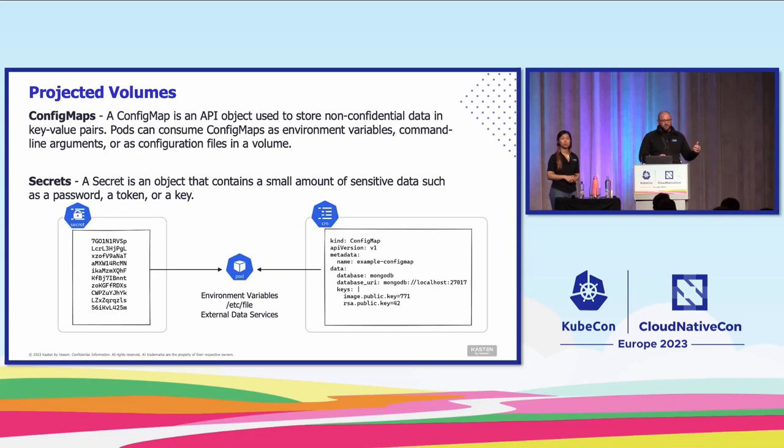The next one is around projected volumes. So think about secrets and config maps. A secret being, I need the keys to get into something, or I need the username and password to get into my Postgres database, so we might store that in a secret within Kubernetes. Config maps also give us the ability to look somewhere else. How do we get to another service and have the capability of accessing that within there?